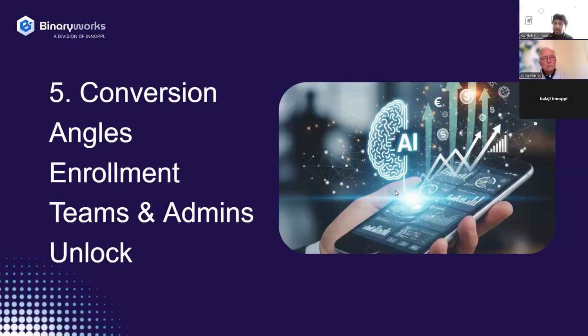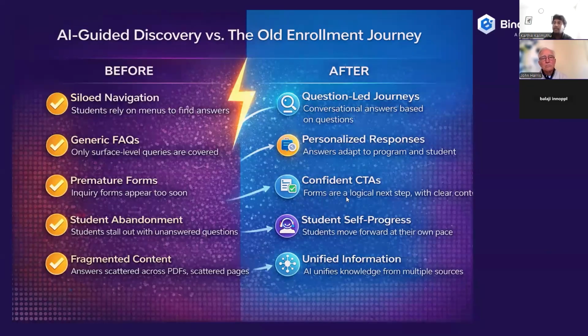Okay. So now let's discuss the different conversion angles and enrollment teams in admin. This is how the website will be changing, as the world is changing more towards AI enablement. The current website is completely user driven. The user has to do their own research to find the right answers, and if they are not able to find the right answers, they have to send an email and wait for the enrollment admins to reply back, and then it's a long traditional process. So if you have an AI enrollment journey, it is more of a question-led journey.